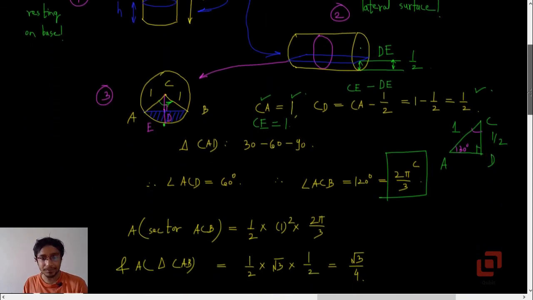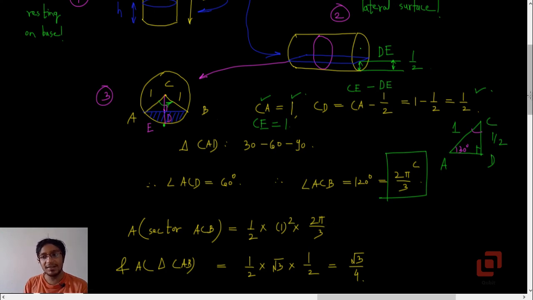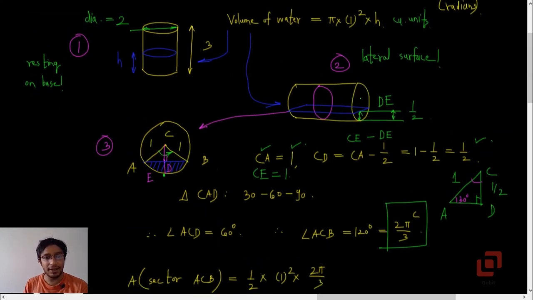Okay, area of the sector ACB will be half r squared theta. Yes, so 1 by 2 radius 1 into 2 pi by 3. And see, now we are interested in finding the area of this cross-sectional area of the water. So we need to subtract the area of the triangle from the area of the sector.